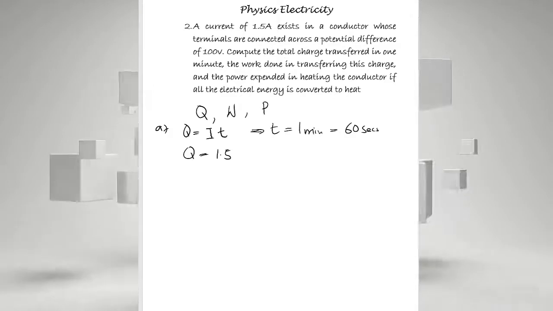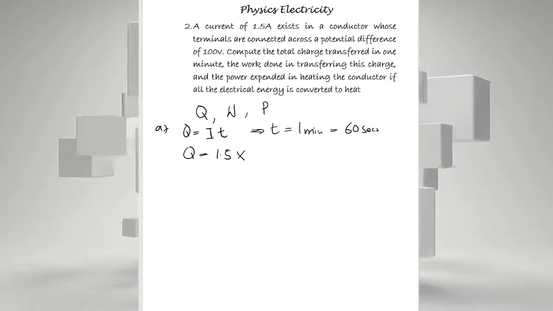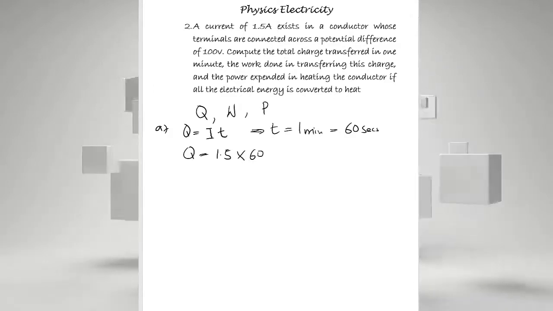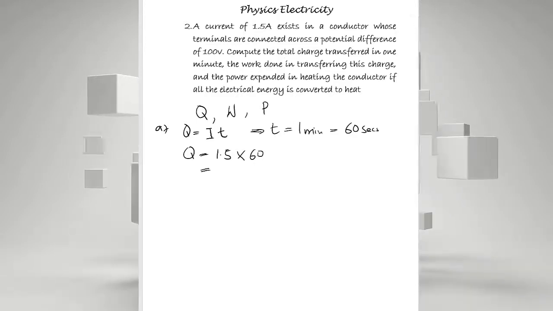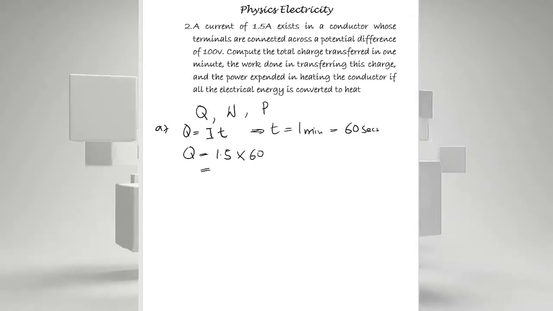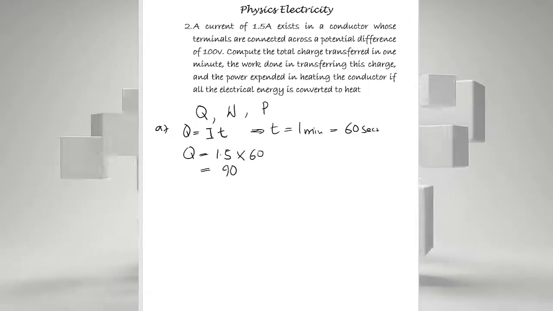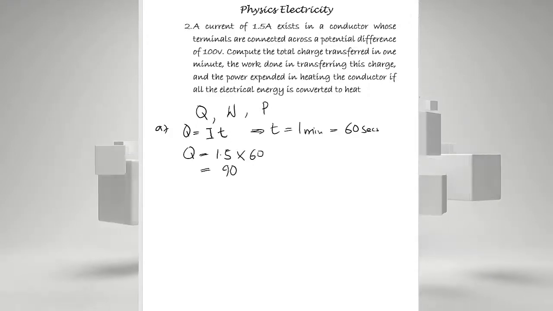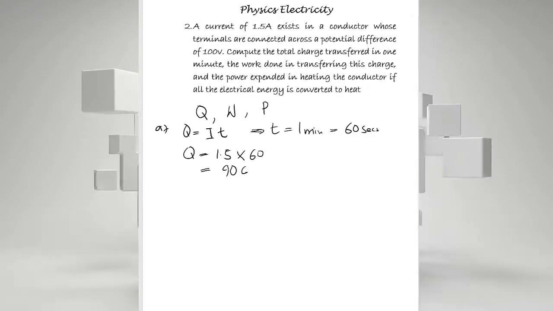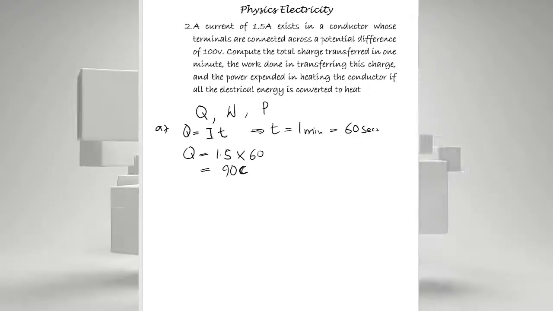Now that we have that, we can put that 60 seconds into our equation, and we have that Q is equal to 1.5 times 60, and that should give us 6 times 15 is 90. So 60 times 1.5 is also 90. So that's going to give us 90 coulombs.